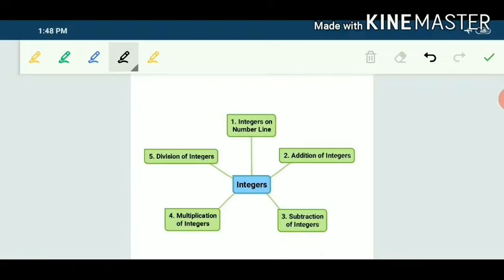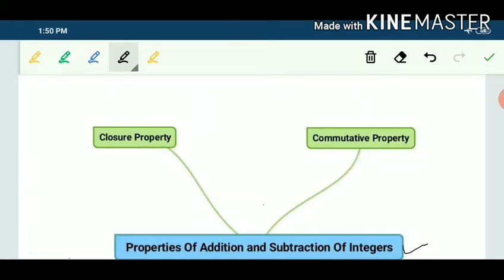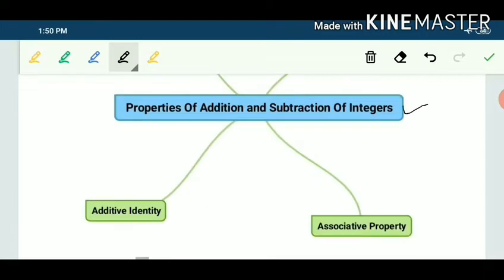In previous video lecture, we understood integers and integers on the number line. So let us start with the next topic, addition and subtraction of the integers. There are four properties of addition and subtraction of the integers: closure property, commutative property, associative property, and additive identity.